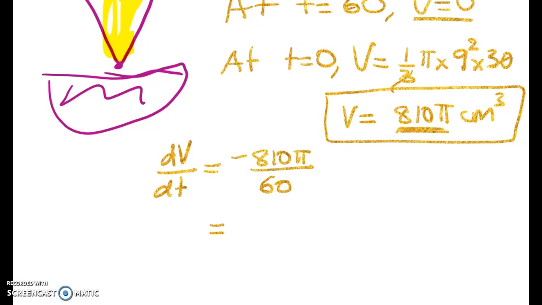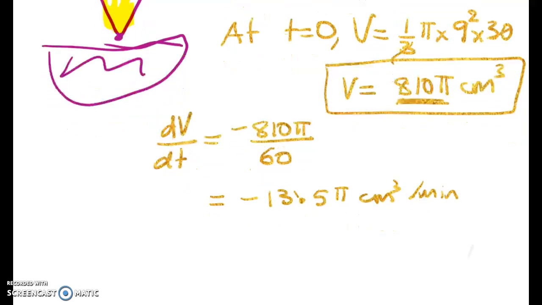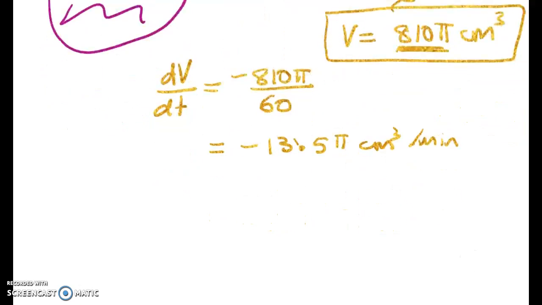Now, what does that give me? Well, that gives me dV by dt is equal to negative 13.5 pi centimetres cubed per minute. So that's useful. Right, now let's look at what we're trying to find. We want to get dH by dt. And we know that V is equal to 1/3 pi r squared h.